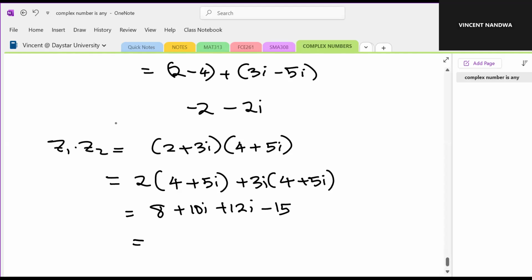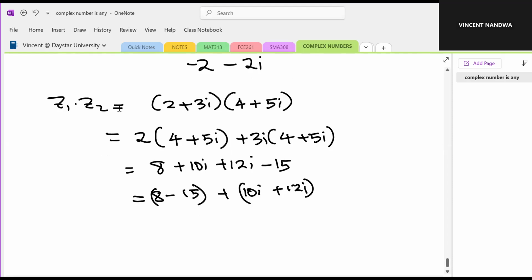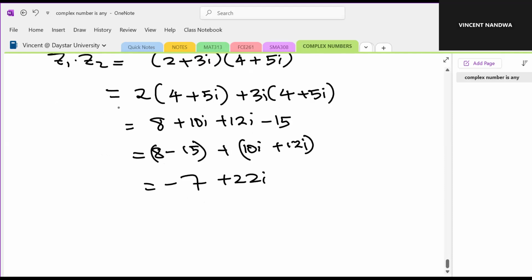So we'll have 8 minus 15 plus 10i plus 12i. So 8 minus 15 is minus 7. 10i plus 12i is 22i. So that's how we get that value.